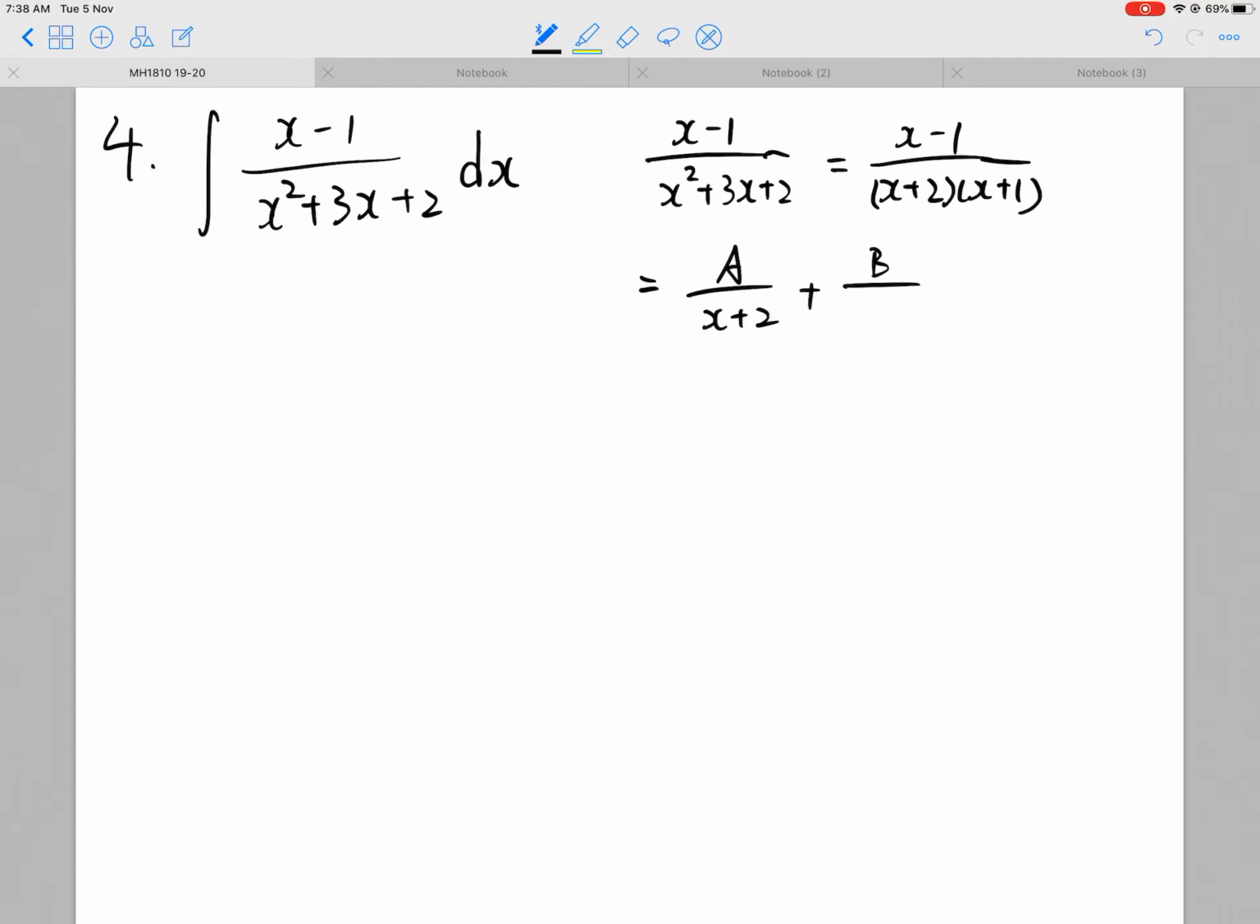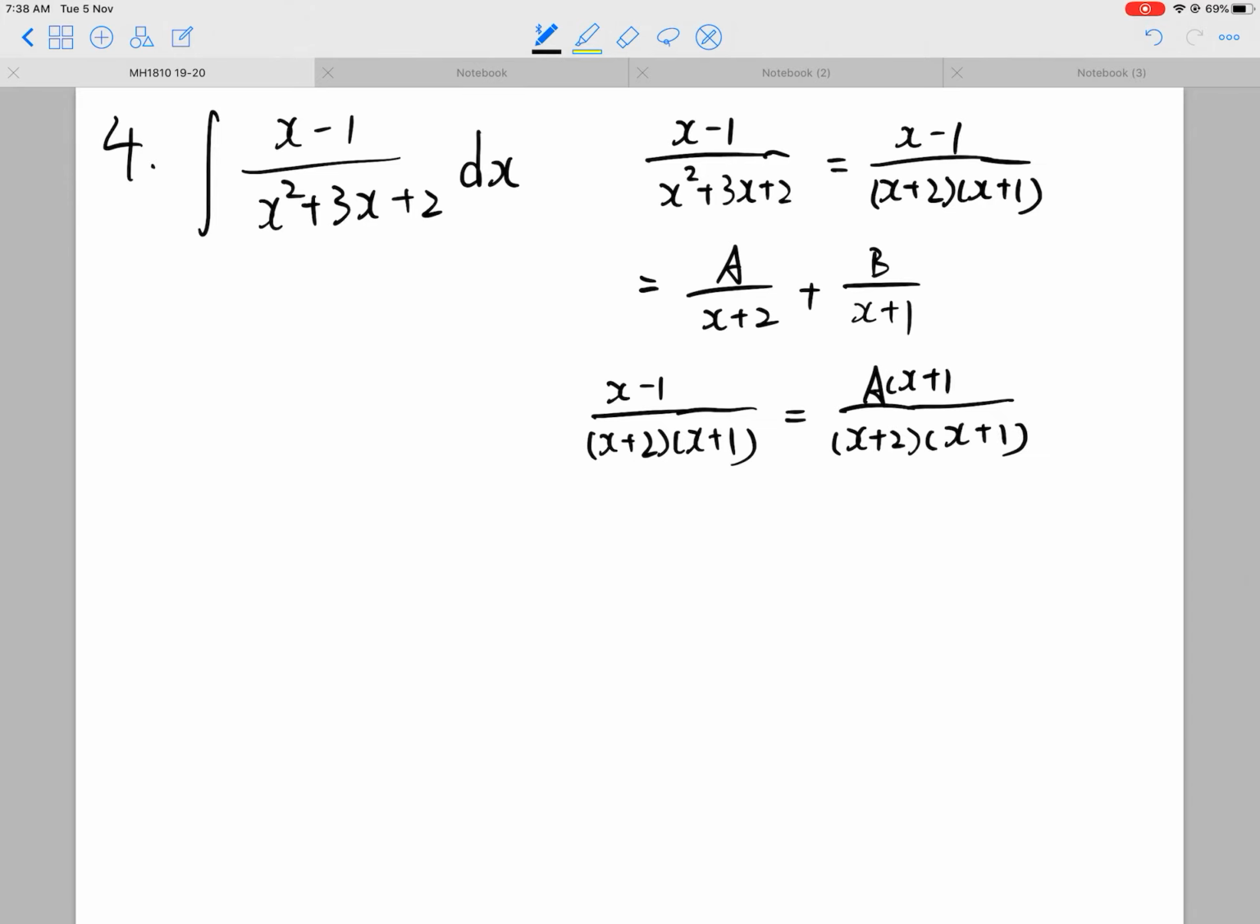Okay, so we can solve this for a and b. How do you solve this? So on the left side you have x minus 1. On the right side you have a times (x plus 1) plus b times (x plus 2).